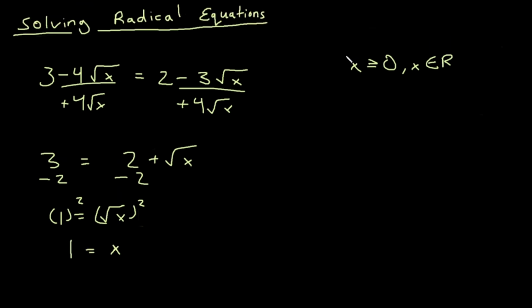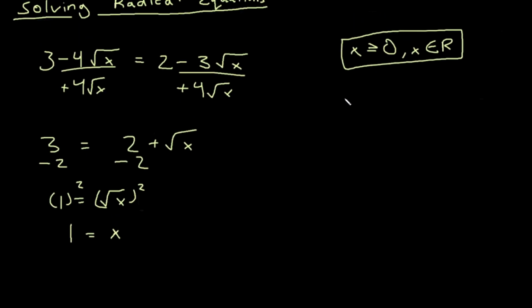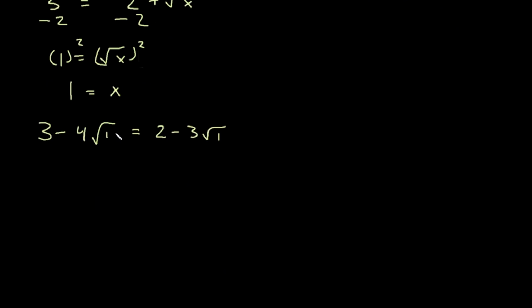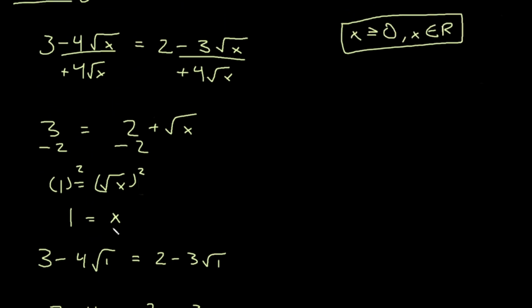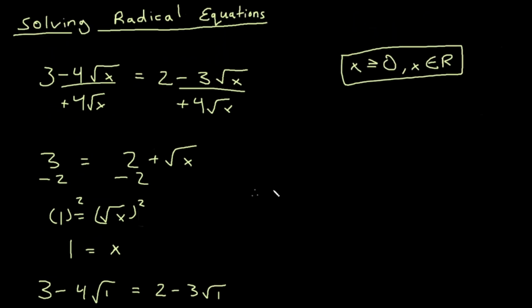Now, let's see if it fits our restriction. 1 is in fact greater than 0, so that satisfies our restriction. Let's plug it back into our original equation to see if it's correct. So 3 minus 4 root 1 is equal to 2 minus 3 root 1. Now, root 1 is just the same as 1, so we can simplify this to 3 minus 4 equals 2 minus 3. 3 minus 4 is equal to negative 1. 2 minus 3 is also equal to negative 1, so that checks out. So this is a real solution, so we can write this as therefore x equal to 1 is a real solution.